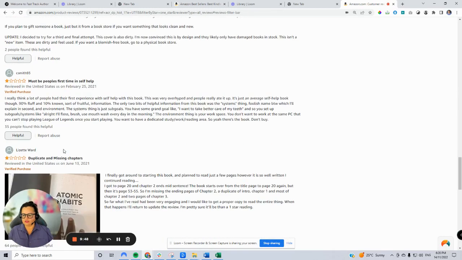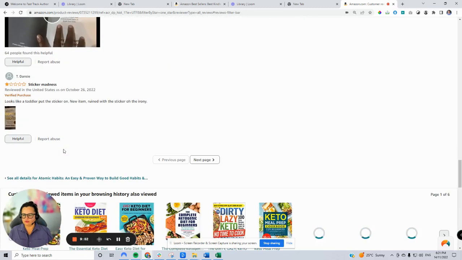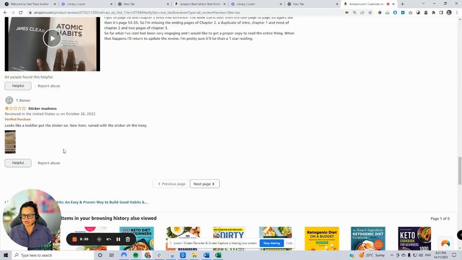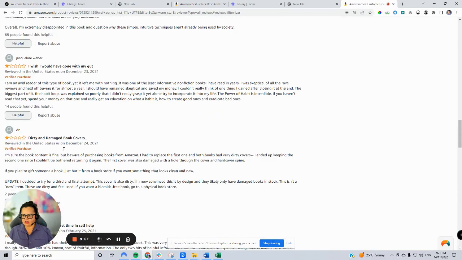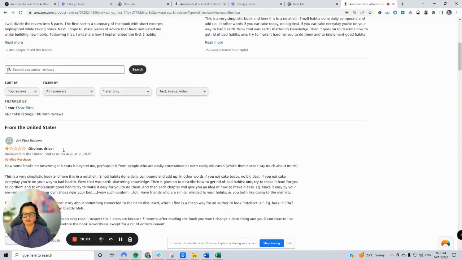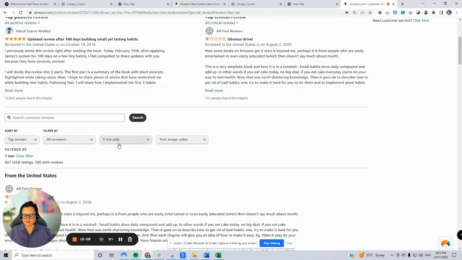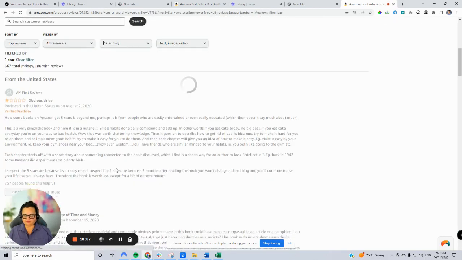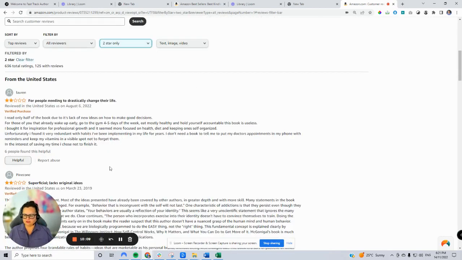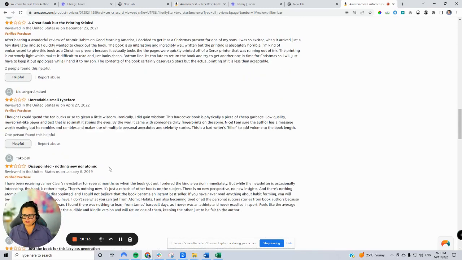Dirty damage book cover. So some people are commenting on the quality of the print in the book, and other people are complaining about the actual quality of the content. So you can take some of it with a grain of salt. Let's have a look at the 2-star. Superficial, lacks ideas, missing pages, lots of anecdotes.